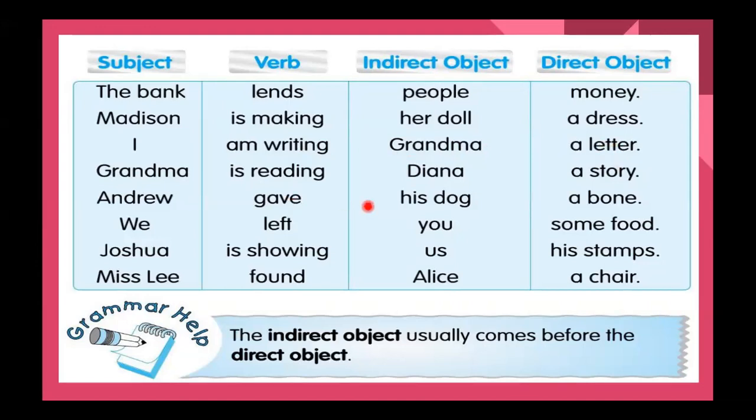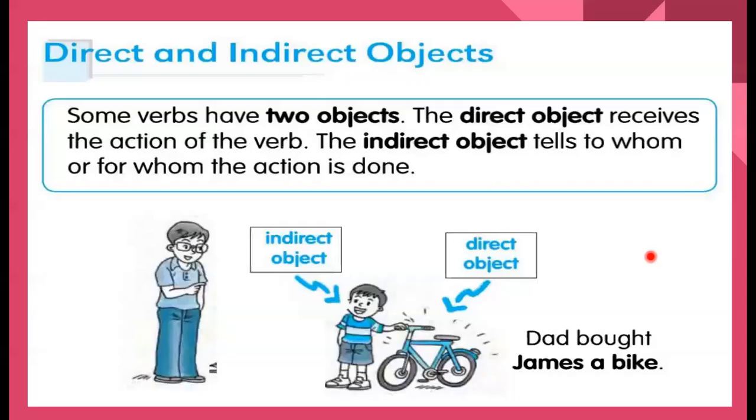Andrew gave his dog a bone. A bone. Okay. We left you some food. Very good. Joshua is showing us his stamps. Miss Lee found Alice a chair. All right.